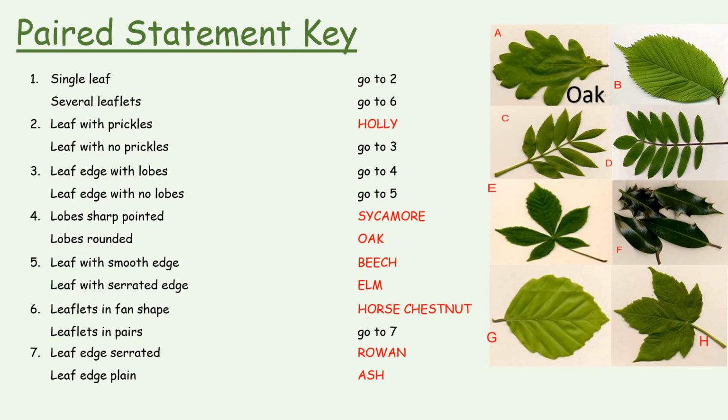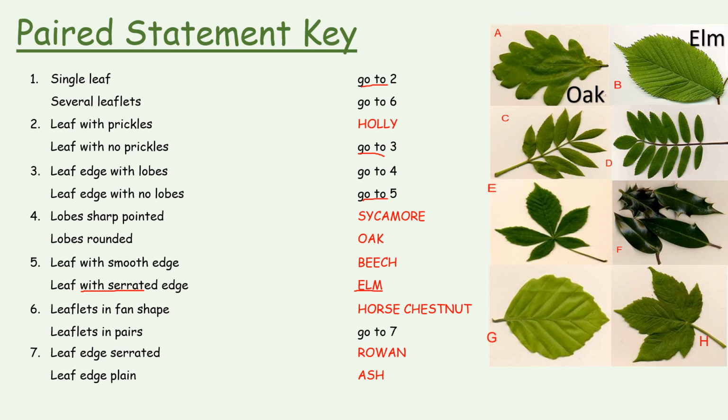Right, the answer for B is that it's a single leaf, so we need to go to 2. So the leaf with prickles or no prickles, so it's no prickles, so go to 3. The leaf edge with lobes or no lobes, so no lobes, so we've got to go to 5. And the leaf with a smooth edge or a serrated edge has got a serrated edge, so it would be the elm. Well done if you managed to get that correct.